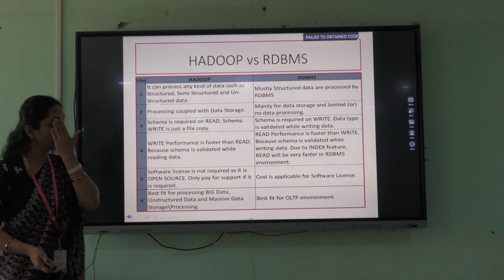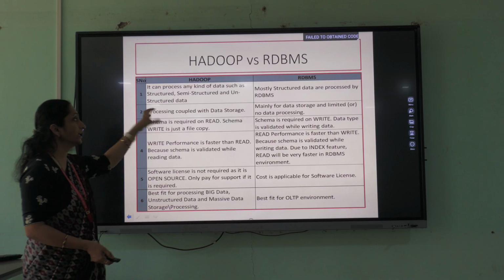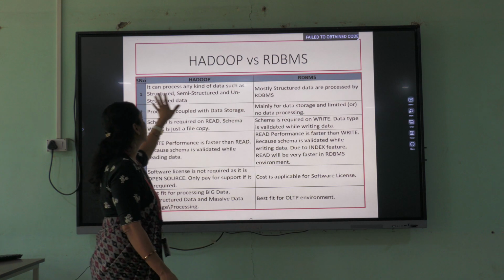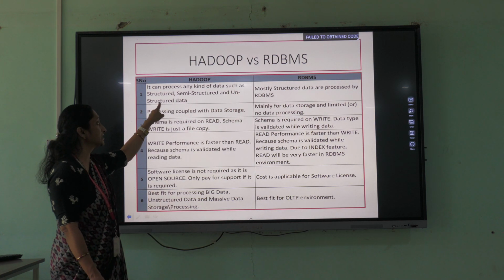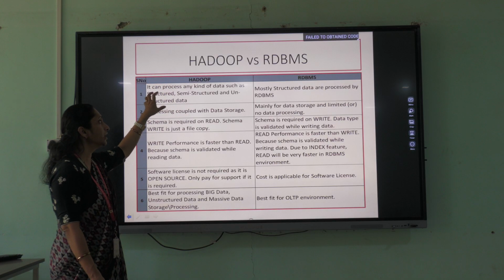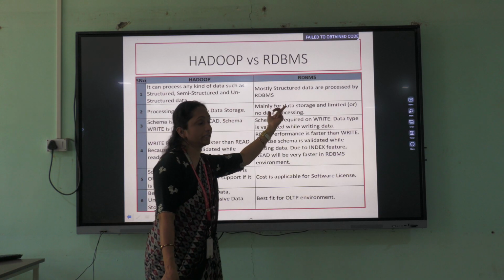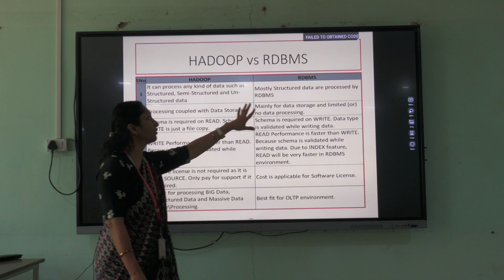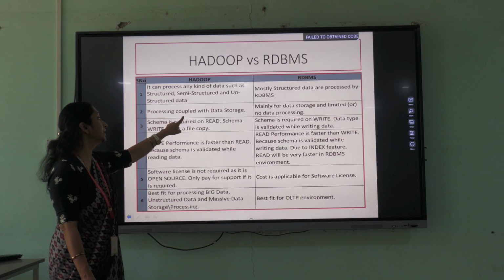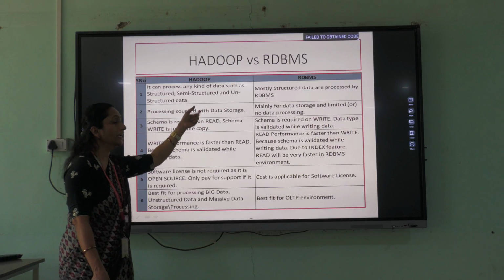Now, Hadoop versus RDBMS. This is also similar to the concept of SQL and NoSQL, but we are discussing it in terms of infrastructure, Hadoop and RDBMS. It can process kinds of data such as structured and semi-structured that we had already. This clearly tells you about the NoSQL architecture. Coming to this point, SQL architecture clearly says that mostly structured data is processed by RDBMS. And in RDBMS, processing is coupled with the data storage.